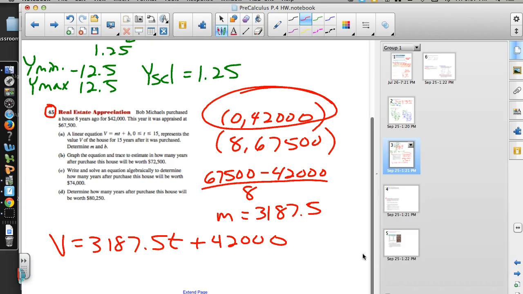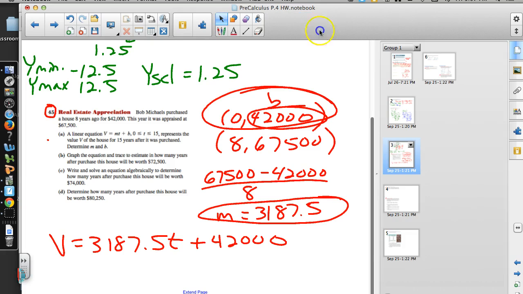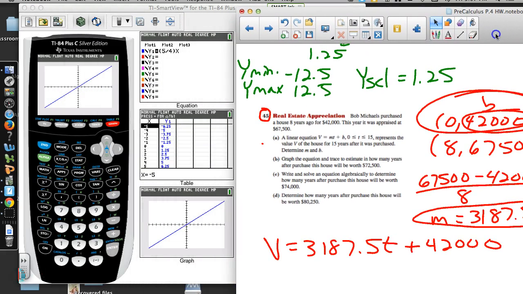So basically we're saying that from the data we have here, the value of the house is going up by $3,187.5 every year. So with A, they just wanted us to determine M and B. M is 3,187.5 and B is 42,000. Now B says graph that equation and try to use the trace feature to estimate how many years after the purchase it would be 72,500.